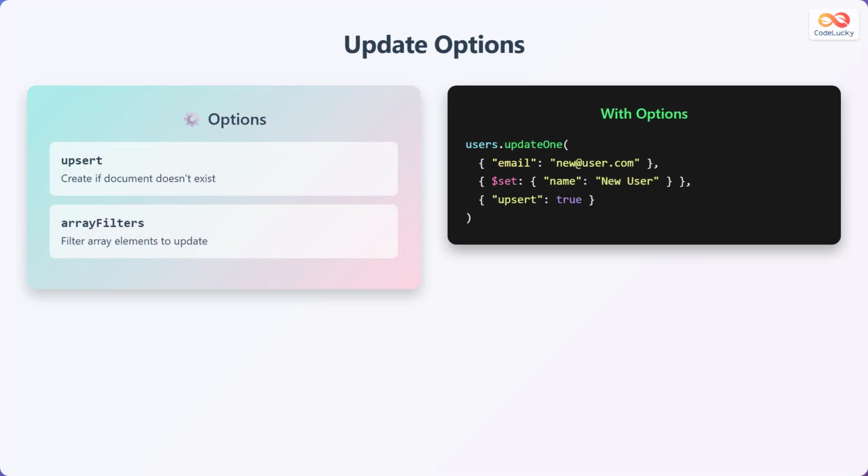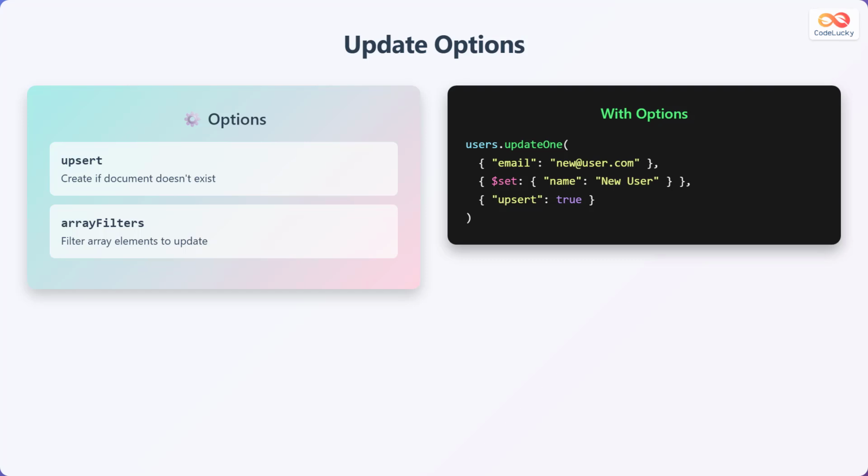MongoDB provides options to enhance update operations. The first is upsert, which creates a new document if no documents match the filter criteria. The second is arrayFilters, which is used to filter array elements to update. To use options during an update, you can pass an additional options object to the updateOne or updateMany methods.